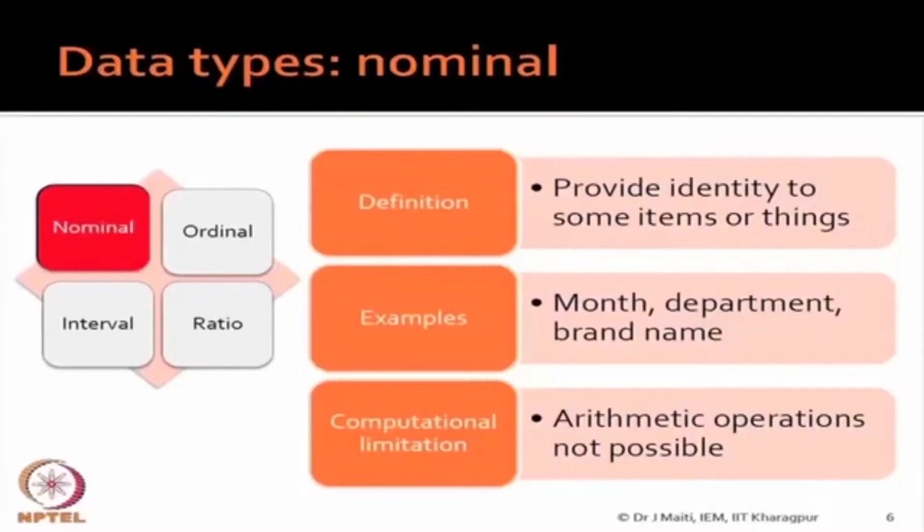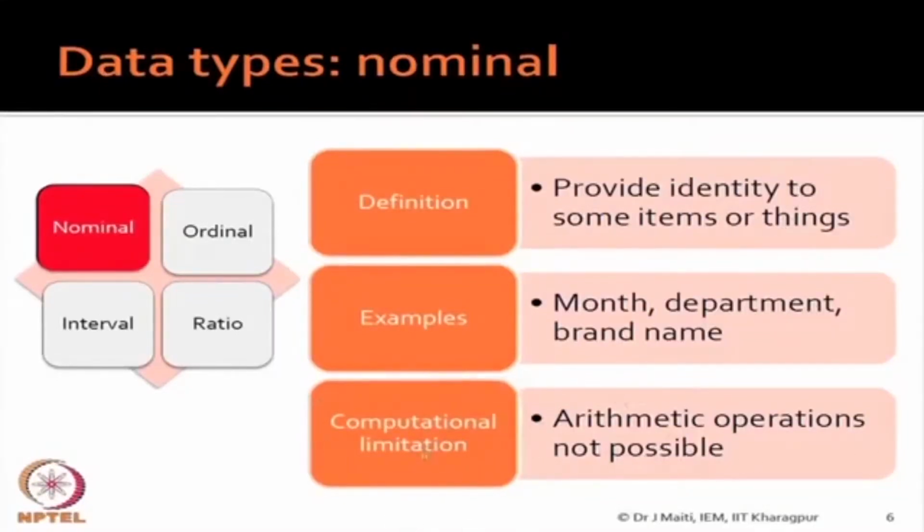Suppose you are trying to know the performance or status of different departments of, for example, IIT. If I say IIT, the department of chemistry, department of physics, department of mathematics, department of computer science, department of industrial engineering and management. All those things are basically providing identity, but we sometimes require this type of data to include in our analysis. So, this is nothing but nominal data.